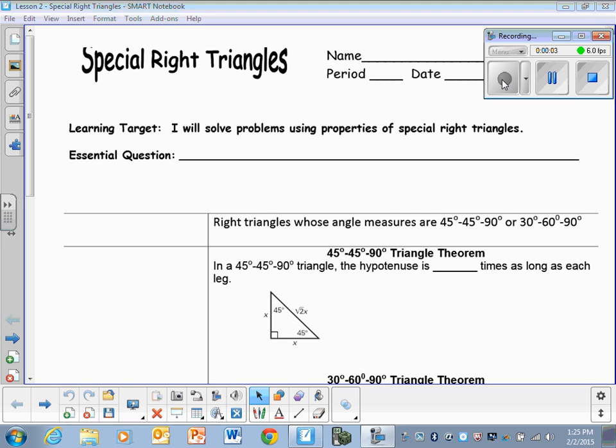Today's lesson is on special right triangles. We're talking about isosceles right triangles, 45, 45, 90 degrees, and also 30, 60, 90 degrees right triangles. Our learning target: I will solve problems using properties of special right triangles. Take a moment, please, and write your essential question.